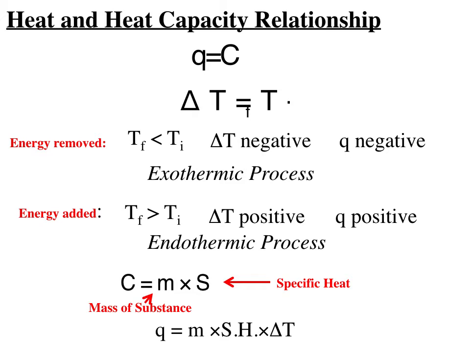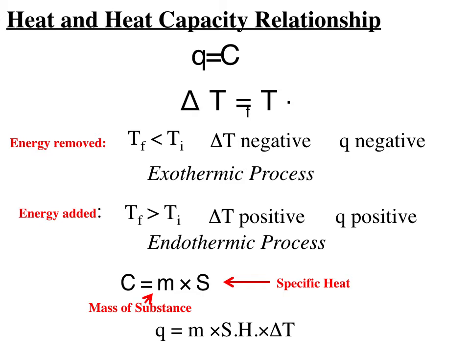If we have an exothermic process, we have a negative Q. If we have a negative Q, we have a negative delta T. If we have a negative delta T, that means T_F is less than T_I. And the temperature is going down in an exothermic process.